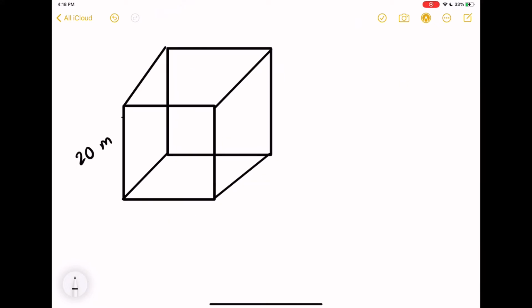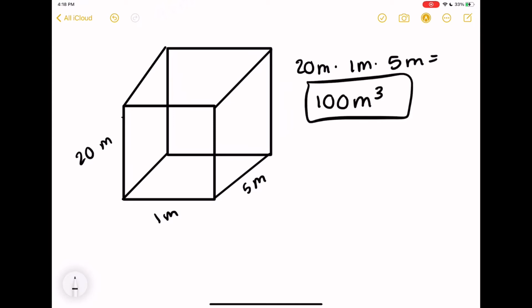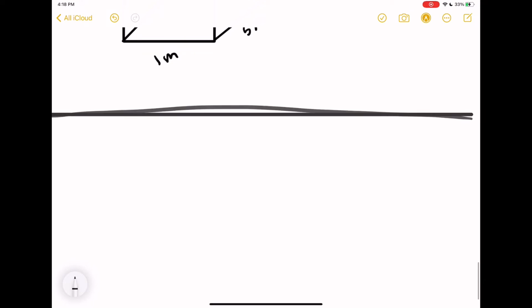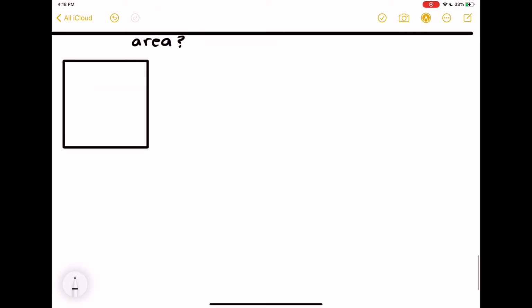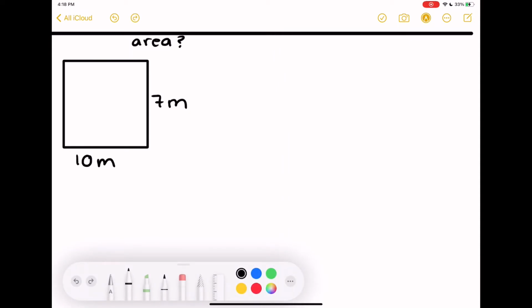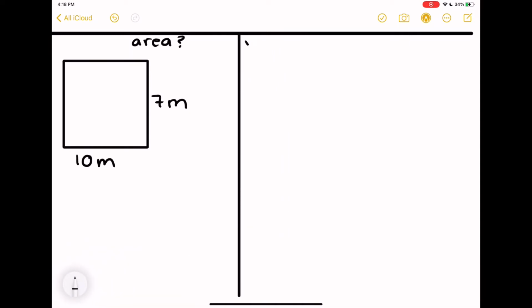Let's do one more practice problem before you guys do one on your own. So let's say we have 20 meters, 1 meter, and 5 meters. So again, we're just going to multiply all of them. But even though it's only 1 meter, we still have to keep in mind to put the meters cubed. Remember, when you multiply anything by 1, the number stays the same, you don't need to change the value. Like 7 times 1 is 7, but it's still extremely important to remember to count the units.